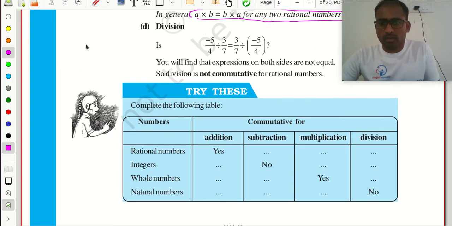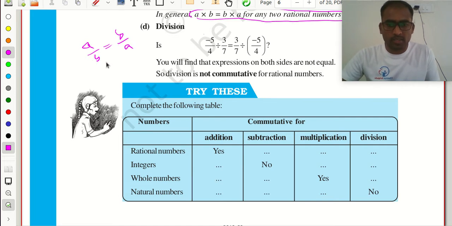In division, if a by b is equal to b by a, where a is a rational number and b is a rational number, then we can say that under division it is commutative. Okay. So here minus 5 by 4 is one rational number, and 3 by 7 is another rational number. I am going to divide these two rational numbers.